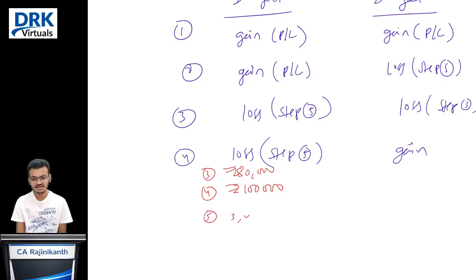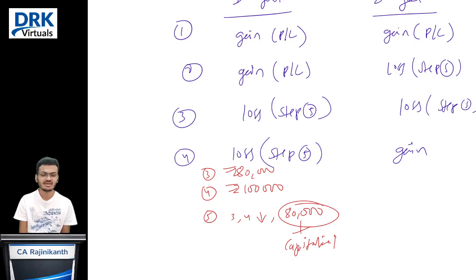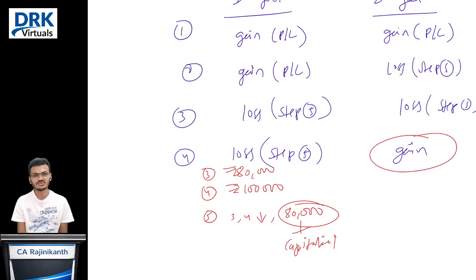So in step 5, what we need to do? Step 3 or step 4, whichever is lower. That is the deemed borrowing cost, correct? In this example, 80,000 is our deemed borrowing cost. This we capitalized in year 1. For suppose in year 2, we are not incurring any foreign exchange loss.